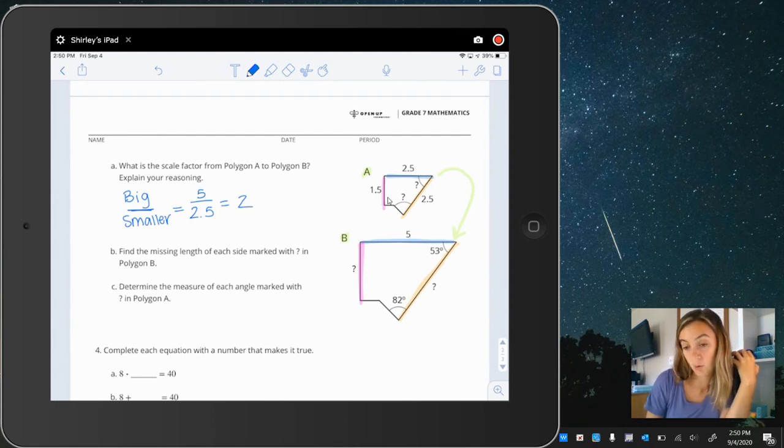I showed my pairs of corresponding sides with my color coding to the right. I showed my arrow saying that it's getting bigger. So I know I'm doing bigger divided by smaller. 5 divided by 2.5 gives me 2. So that's my scale factor.